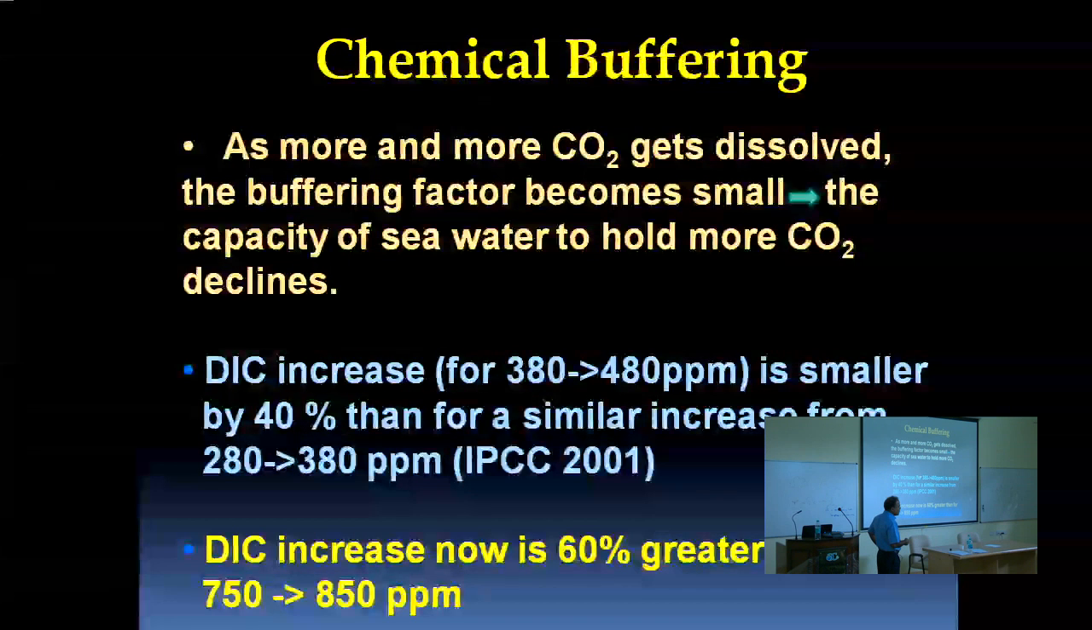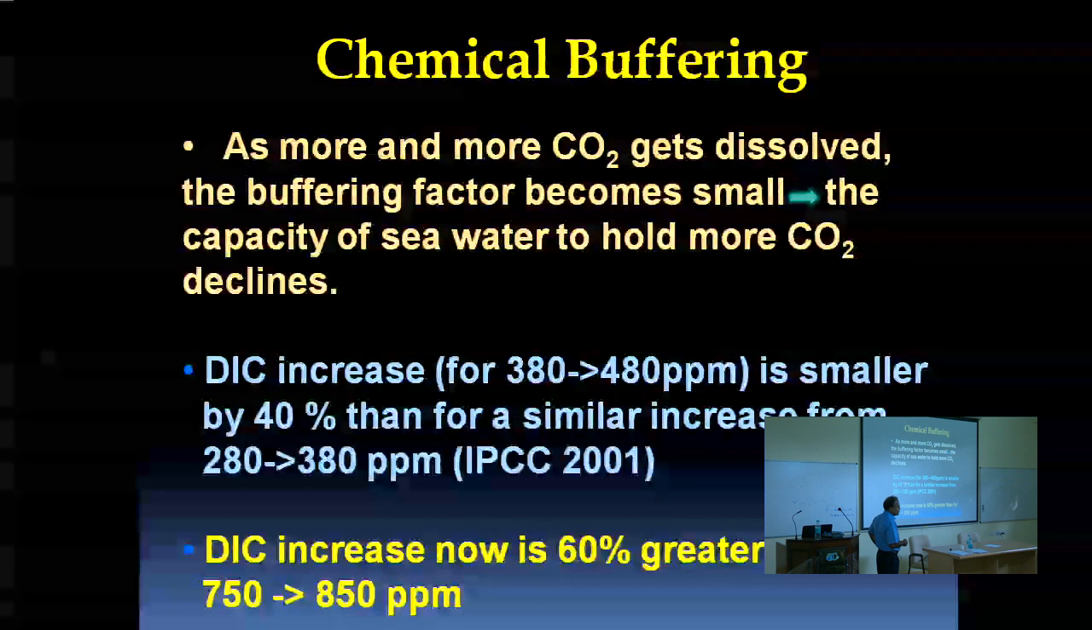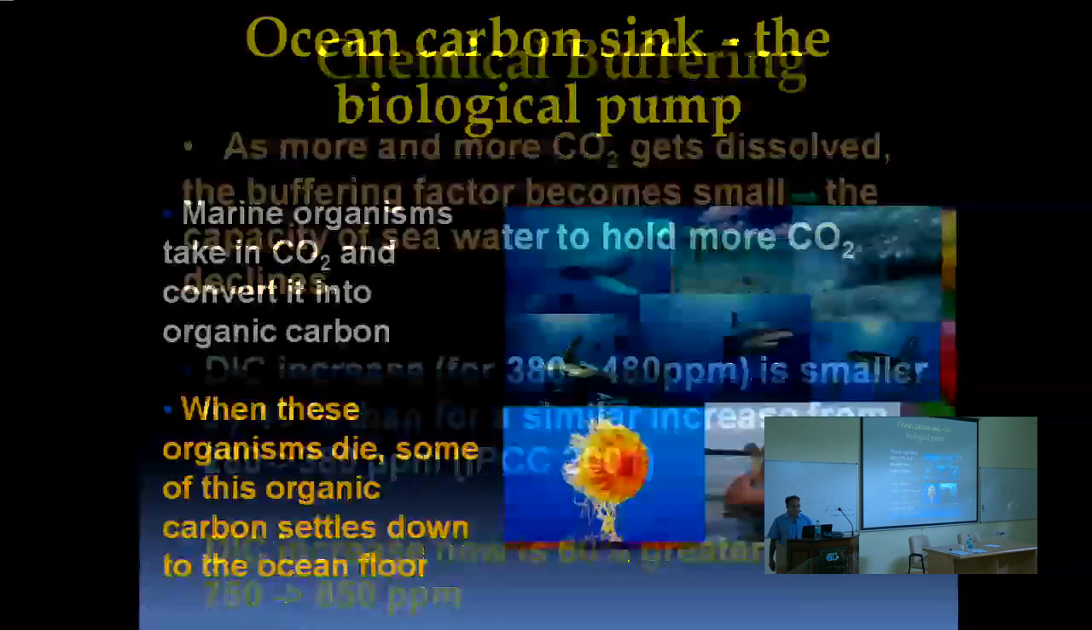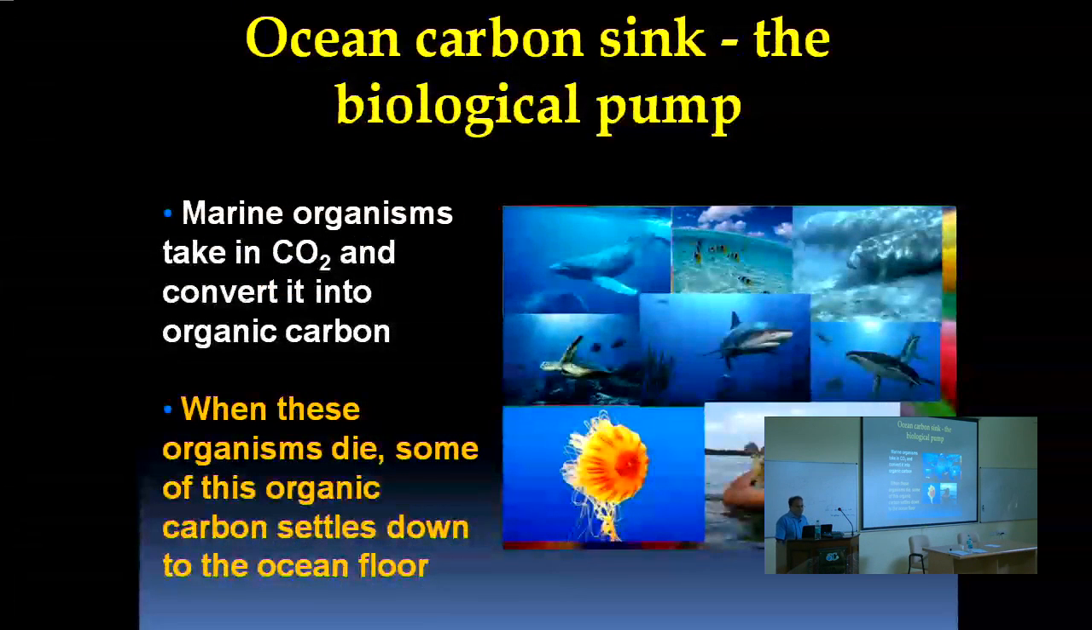So if you increase the atmospheric CO2 concentration from today's level of 380 to 480 ppm, the DIC increase is going to be smaller by 40%, and it's going to be even dramatically smaller when CO2 goes from 750 to 850. Okay. So this is a very serious concern, that the rate of ocean uptake in the future will decline. As far as our understanding of chemistry is concerned, I think that's what's going to happen. Okay, now, that is related to the chemistry.